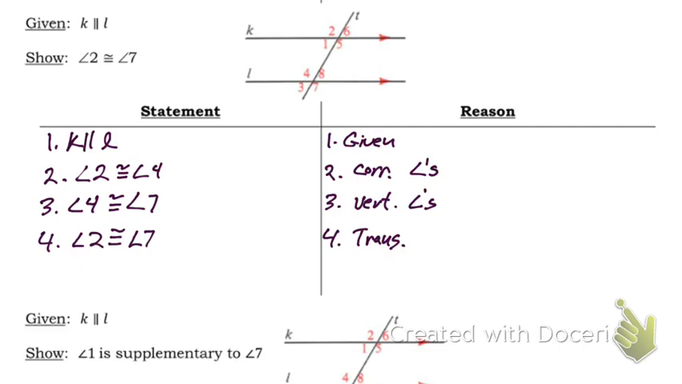All right, so another way you could have done this, you could have said 2 is the vertical angle of 5, and 5 is corresponding to 7. I've seen people take long routes. They went like 2 to 5 because they're vertical angles. Then they went 5 to 4 because they're alternate interior. And then they did 4 to 7 because they're vertical angles.